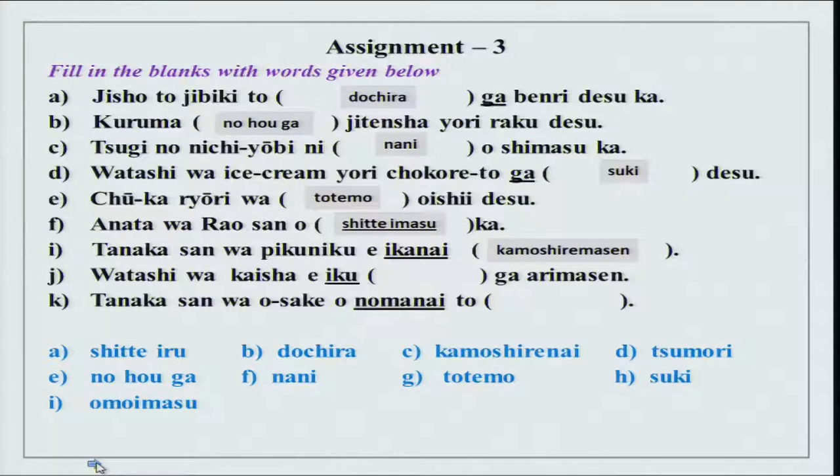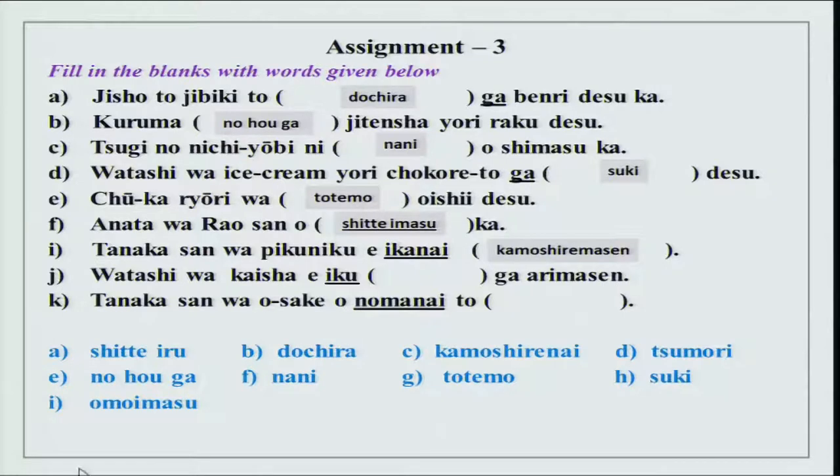Then Tanaka san wa picnic e ikanai kamoshiremasen. This is something we did last time. Kamoshiremasen is when you are not very sure, you are only 50% sure of what you are going to do, then kamoshiremasen is used. And before kamoshiremasen, always verb will be in plain form. If you say ikanai kamoshiremasen, then possibility of not going is more. If you say iku kamoshiremasen, then possibility of going is more. So, please remember, with kamoshiremasen, it is only 50-50 chance of whatever you are saying. Negative and positive is going to be governed from here, whether it is in the negative or in the positive, meaning more towards negative and more towards positive.